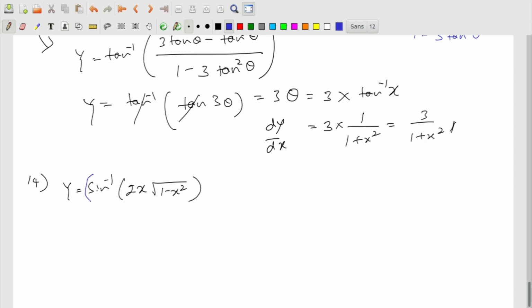So what we have here is sine inverse. Obviously we need either sine 2 theta, sine 3 theta, whatever. Let me take sine 2 theta first. So what is sine 2 theta? 2 times sine theta dot cos theta.